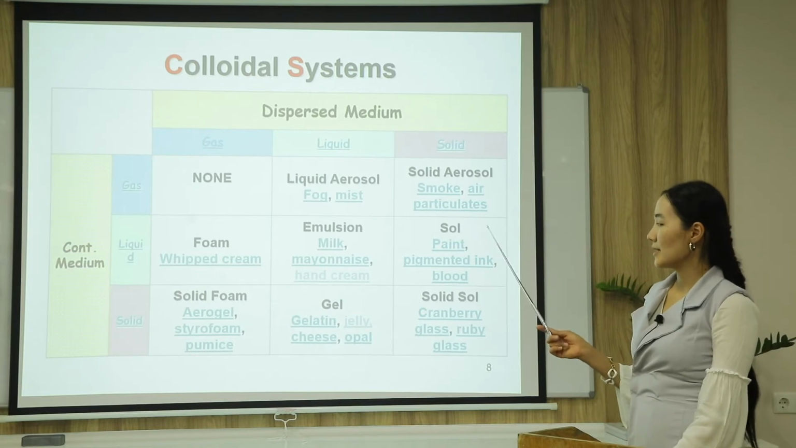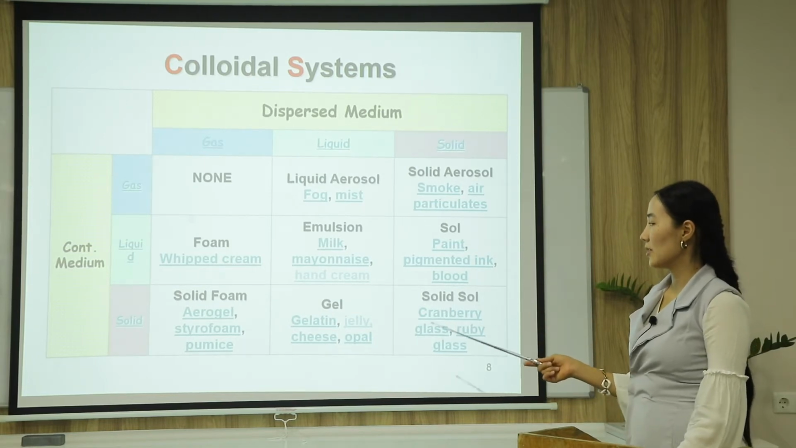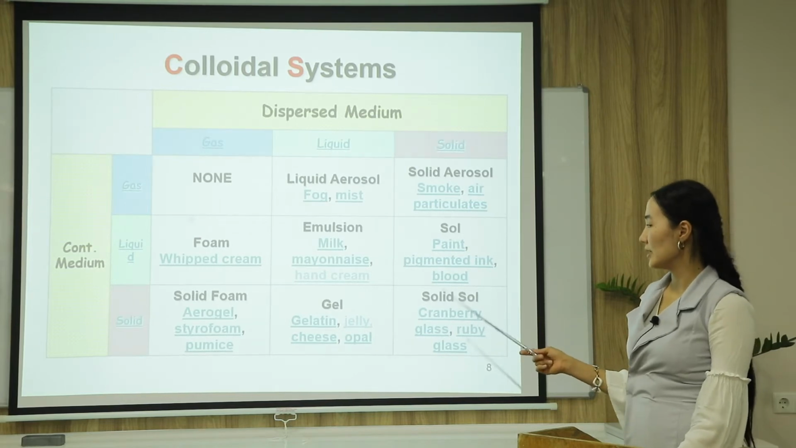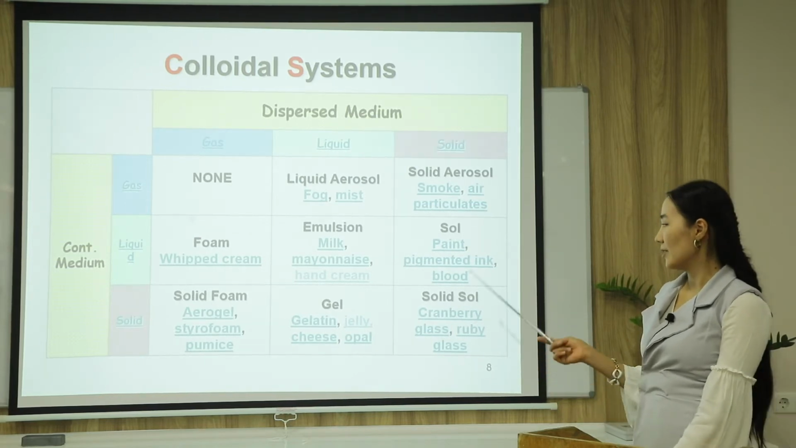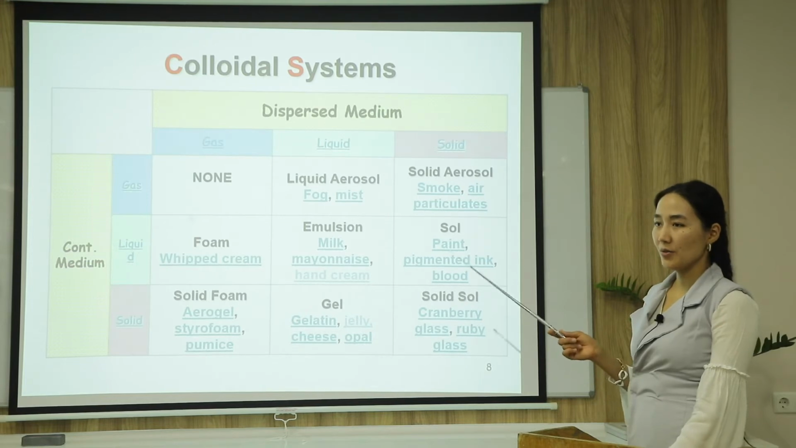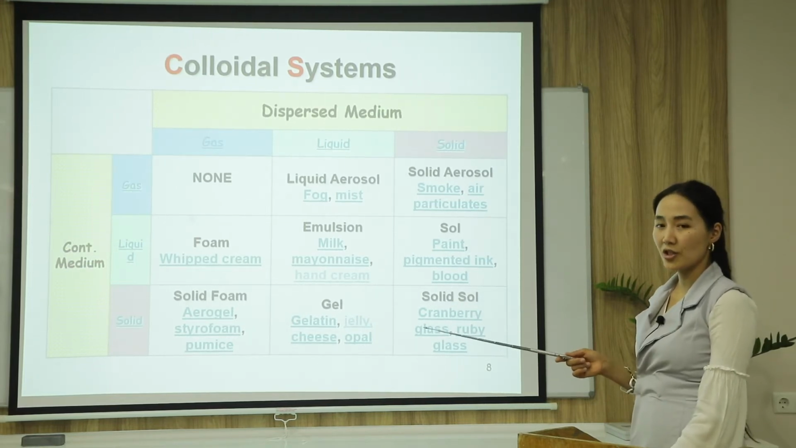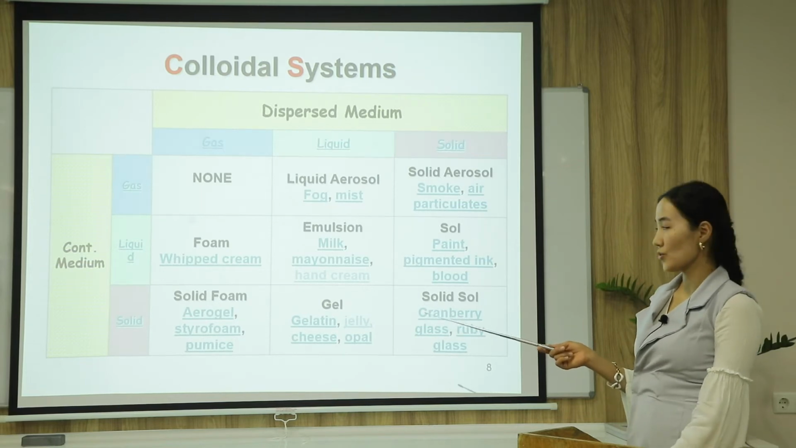The solid and gas is solid foam, aerogel, styrofoam, pumice. And for solid and liquid there is gel, gelatin, jelly, cheese, and opal. Cheese, for example, we have two types: a liquid one, I mean the mixture, and the second one is hard, the solid one.